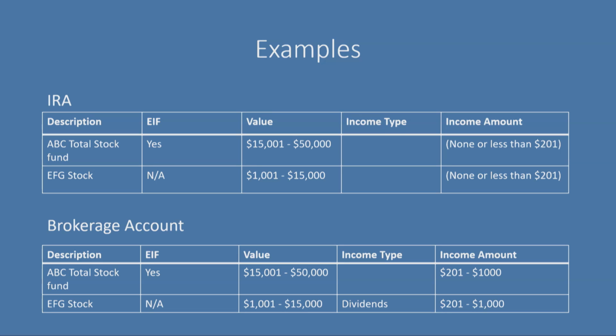But now let's look at the stock. It's not an exempted investment fund, so we put not A, report the value, we have to report the income type, and we have to report the income amount. So with individual stocks and bonds, your reporting requirements are going to be a little bit more involved than if you use an exempted investment fund.